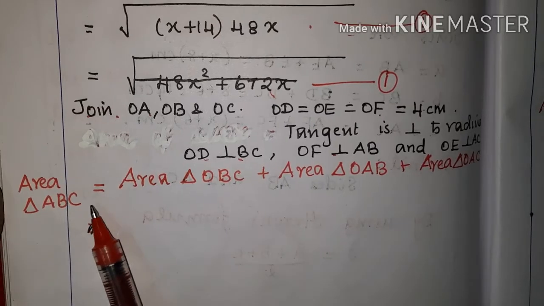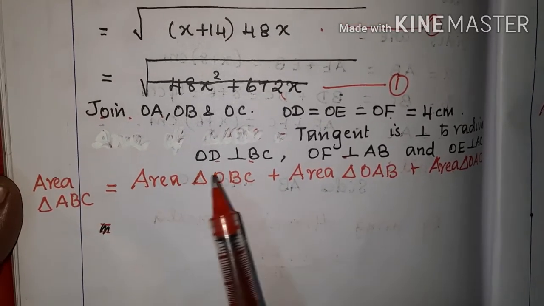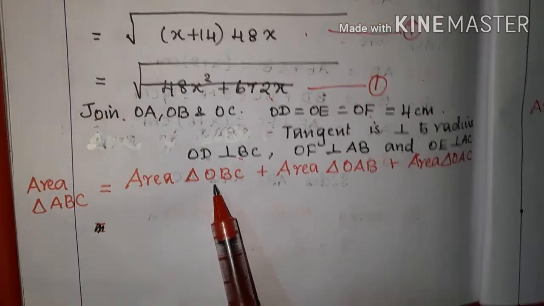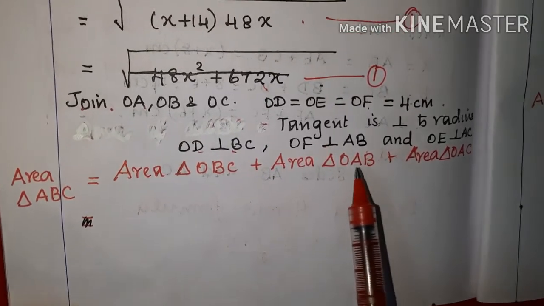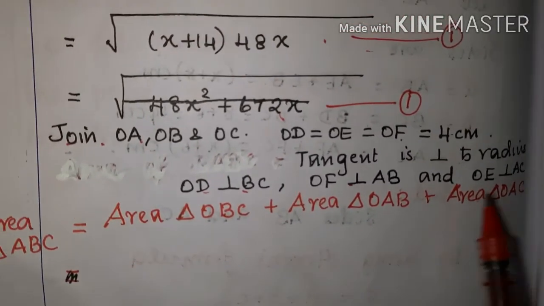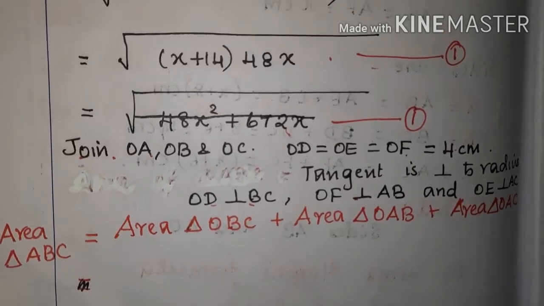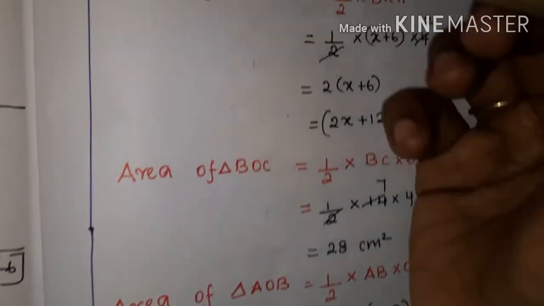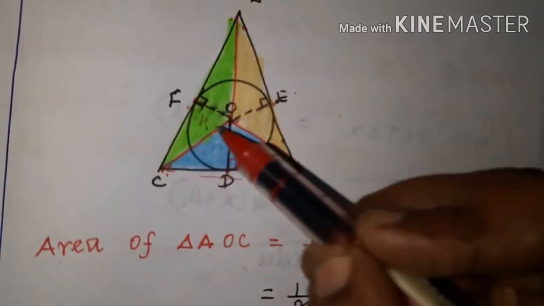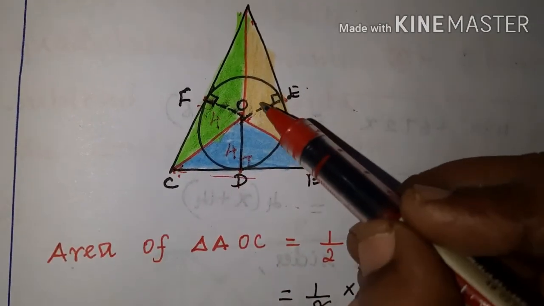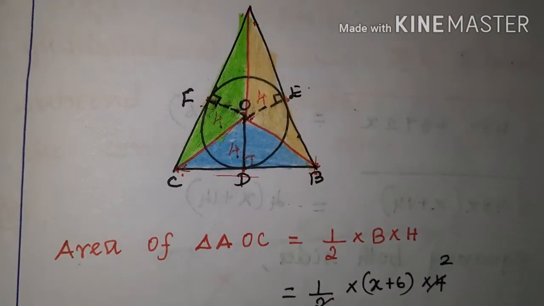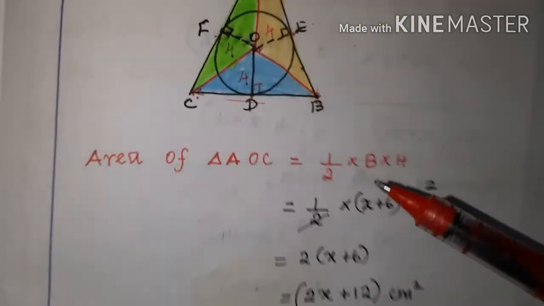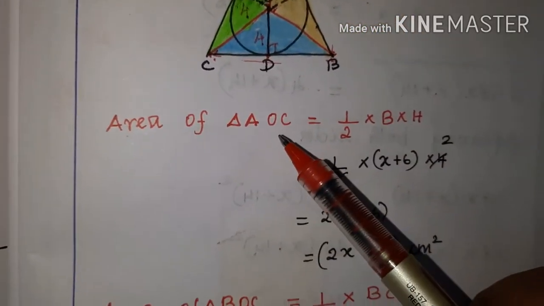So now the total triangle ABC, how you are going to find? By adding each triangle, that is area of triangle OBC plus area of triangle OAB plus area of triangle OAC. Clear, children? So draw the figure and mention the 4 centimeter radius there, okay. So that will be the height for each triangle.